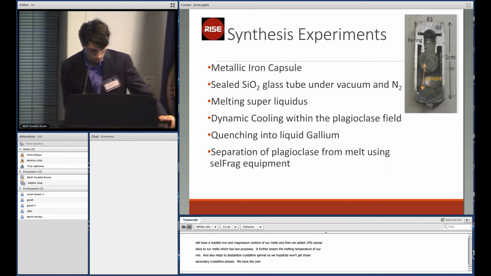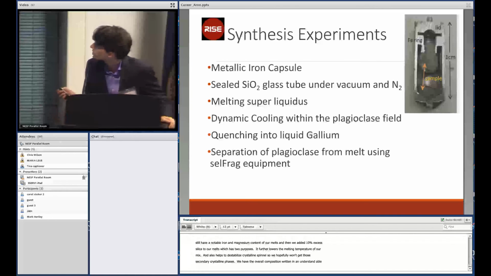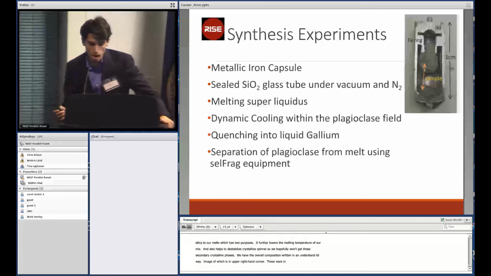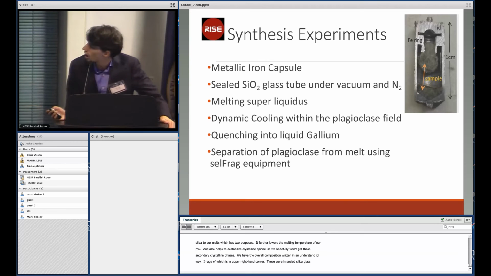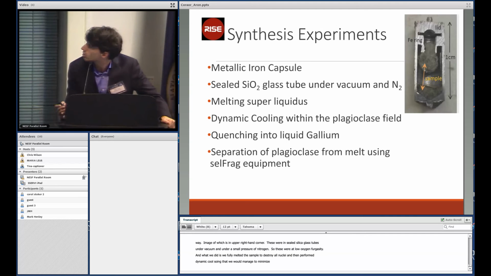So our actual synthesis experiments were carried out in metallic iron capsules, an image of which is in the upper right-hand corner. These were in sealed silica glass tubes under vacuum and under a small pressure of nitrogen. So these were at low oxygen fugacity, and the melt was saturated with metallic iron. And what we did is we fully melted the sample to destroy all plagioclase nuclei, and then performed dynamic cooling so that we would minimize plagioclase nucleation and maximize growth, so as to create large crystals of plagioclase.